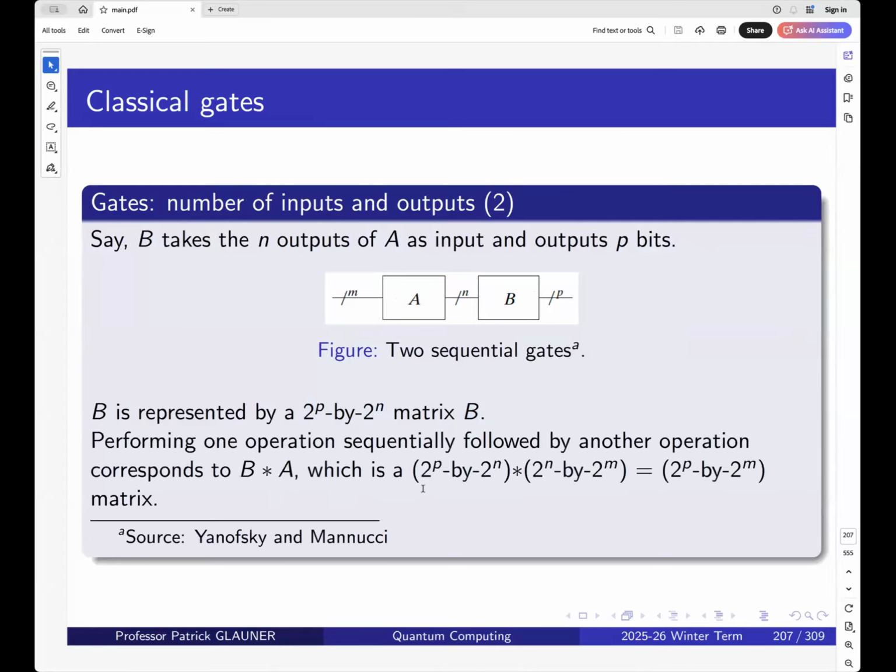And what we're doing here is now a matrix multiplication to represent two sequential gates. And we've seen we always multiply the next gate from the left. So B times A, first A, then B. And A is 2 to the n by 2 to the m, and B is 2 to the p by 2 to the n. And then I can multiply because these dimensions are equal. The output will be a 2 to the p by 2 to the m matrix.